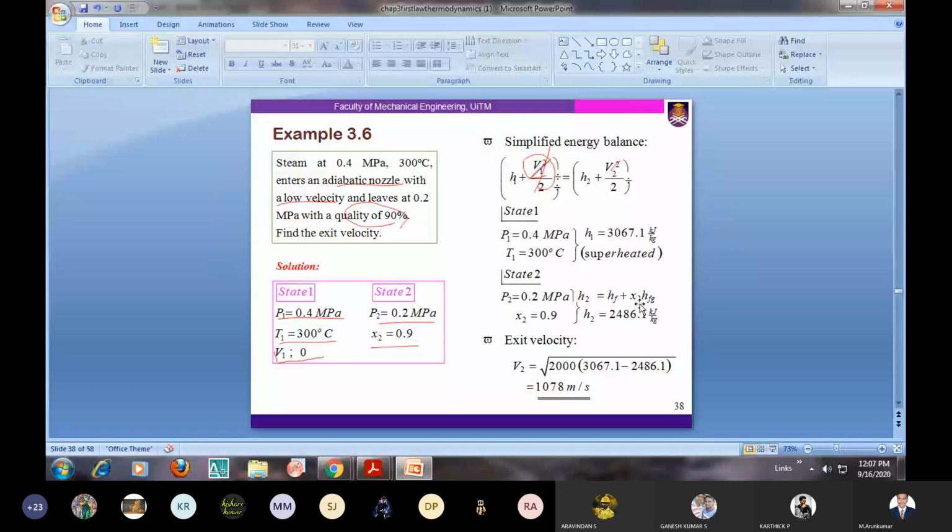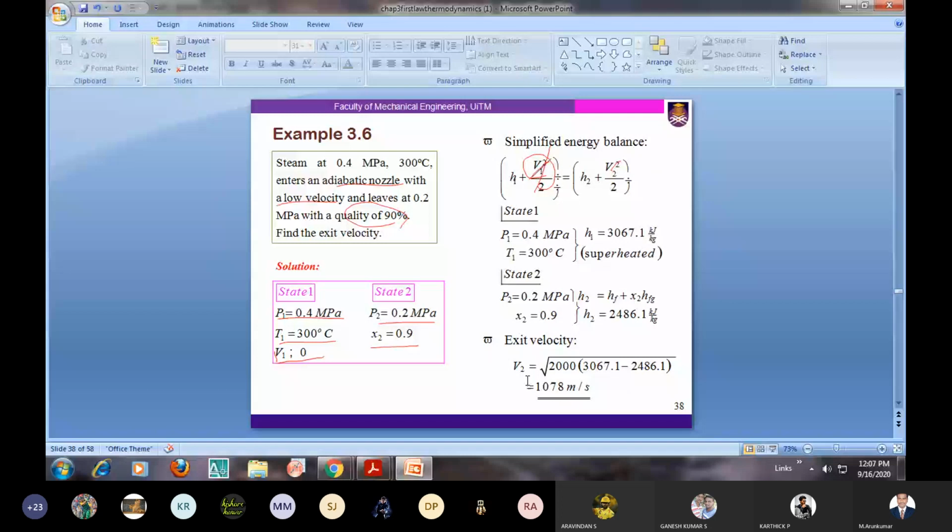Right. So we calculated H1 and we calculated H2. Then we need to find the exit velocity. How can we calculate that? By the use of this equation. So we can substitute H1, we can substitute H2, then the unknown value V2 can be found. If applied, you can get the exit velocity V2 as 1078 meters per second.